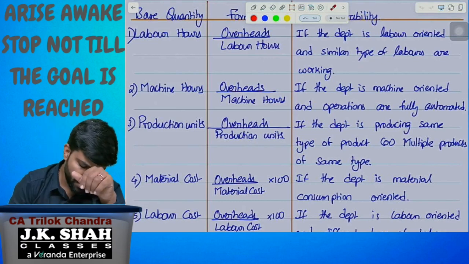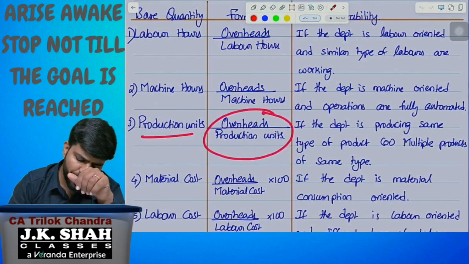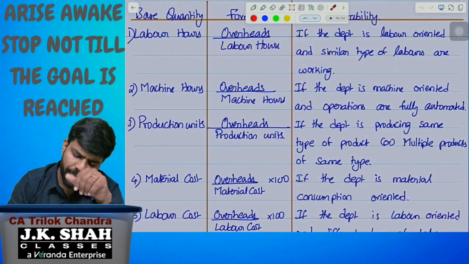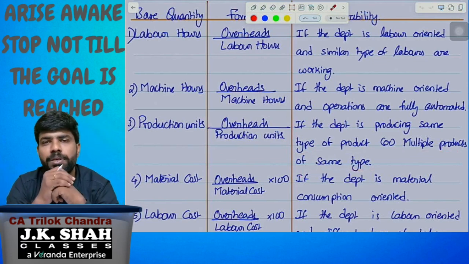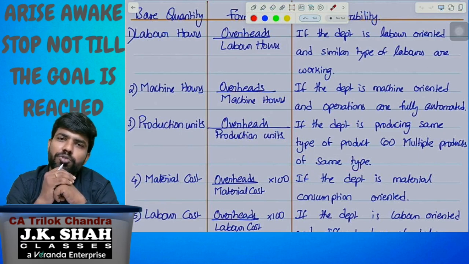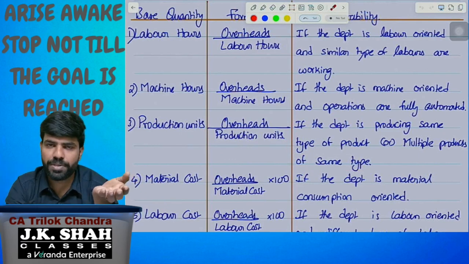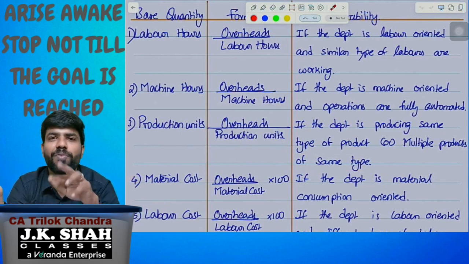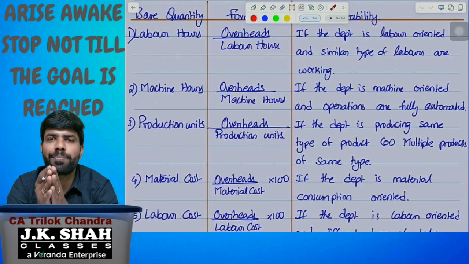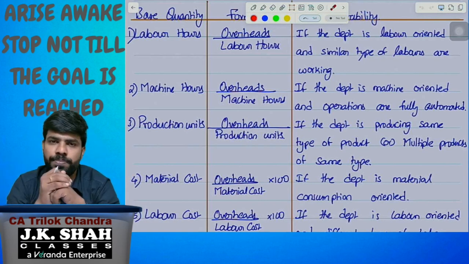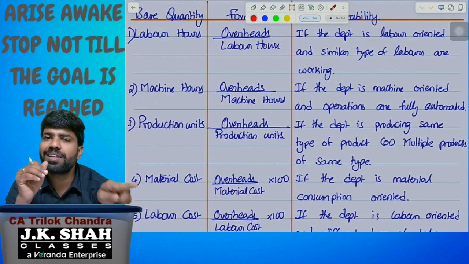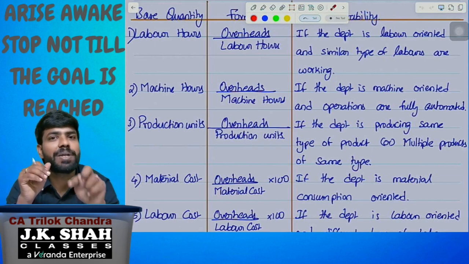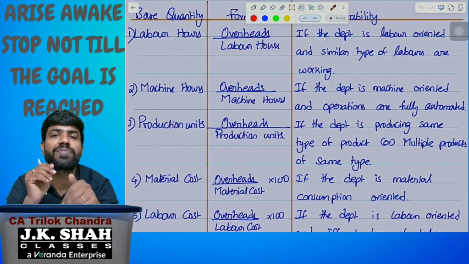Okay, next. Production units, overhead divided by production units. When the department is producing the same type of product or multiple products of the same type, we can use production units. Same type of output. Multiple products of same type. What is the meaning of this? Let me take an example. The company is into the manufacturing of plastic water bottles. When they are producing the plastic water bottles, different colors of bottles will be produced of the same type, which is called multiple products of same type.